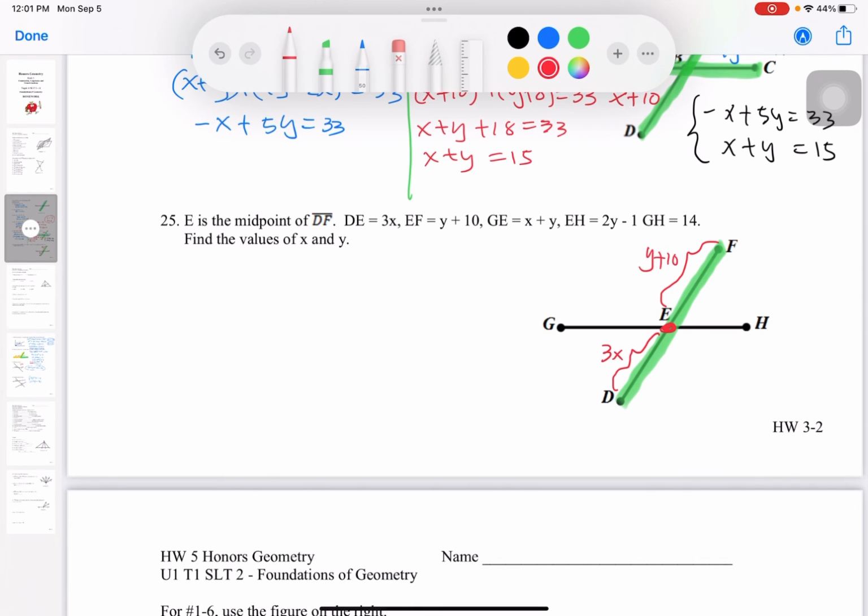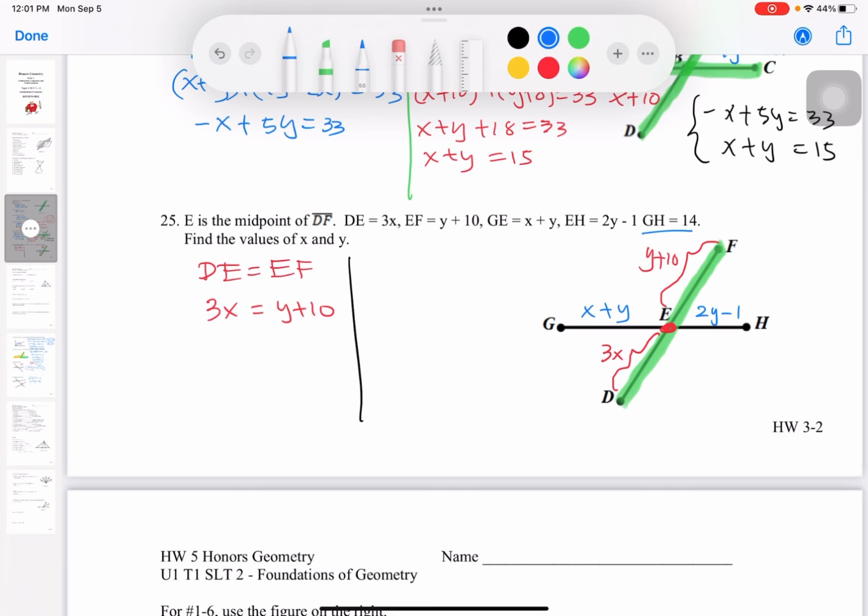While GE is x plus y and EH is 2y minus 1. We know that the length of GH is 14. We are asked to find the values of x and y. So let's go ahead and set up our equation. We know that DE is equal to EF. So plugging in those expressions, we have 3x is the same as y plus 10.